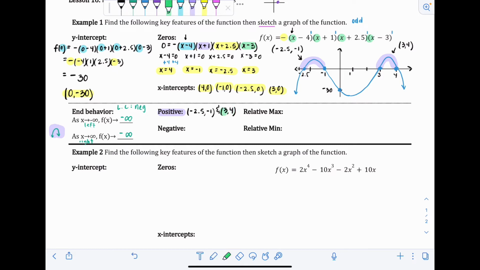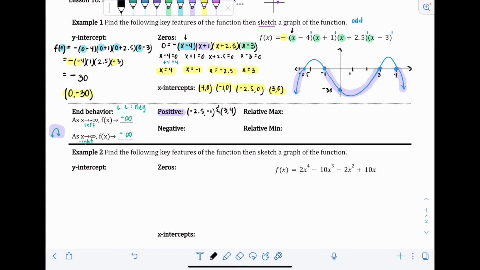And when we're answering positive or negative, we're always just looking at the x-intercepts, because those are the boundary lines of where it's going from positive to negative or vice versa. And then now for negative, there's this section right here that's negative, below the x-axis. There's this section right here, and then there's this section right here.